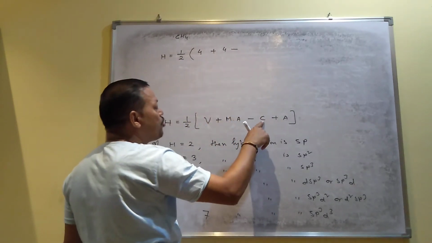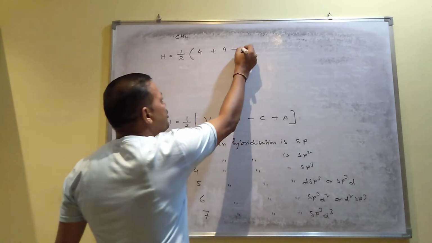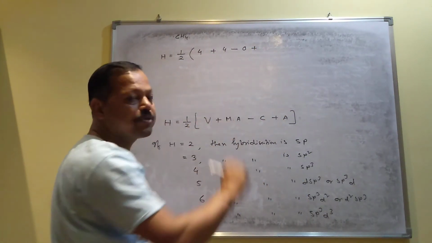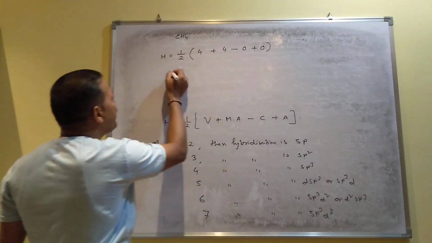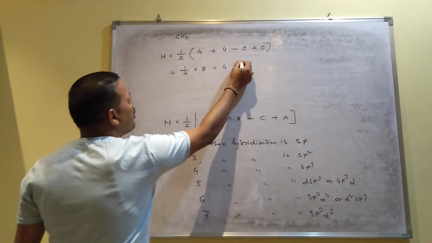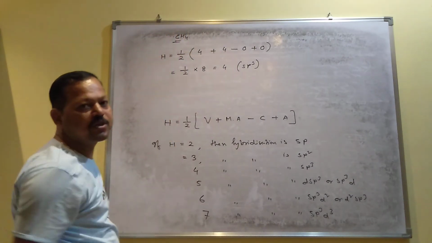Minus charge of cation. Is there any positive charge? No positive charge, so charge of cation is 0. Plus charge of anion. Is there any negative charge in the molecule? No charge. So ultimately you will get half of 8. That means you will get 4. I mean your hybridization is sp3. In methane, carbon undergoes sp3 hybridization.